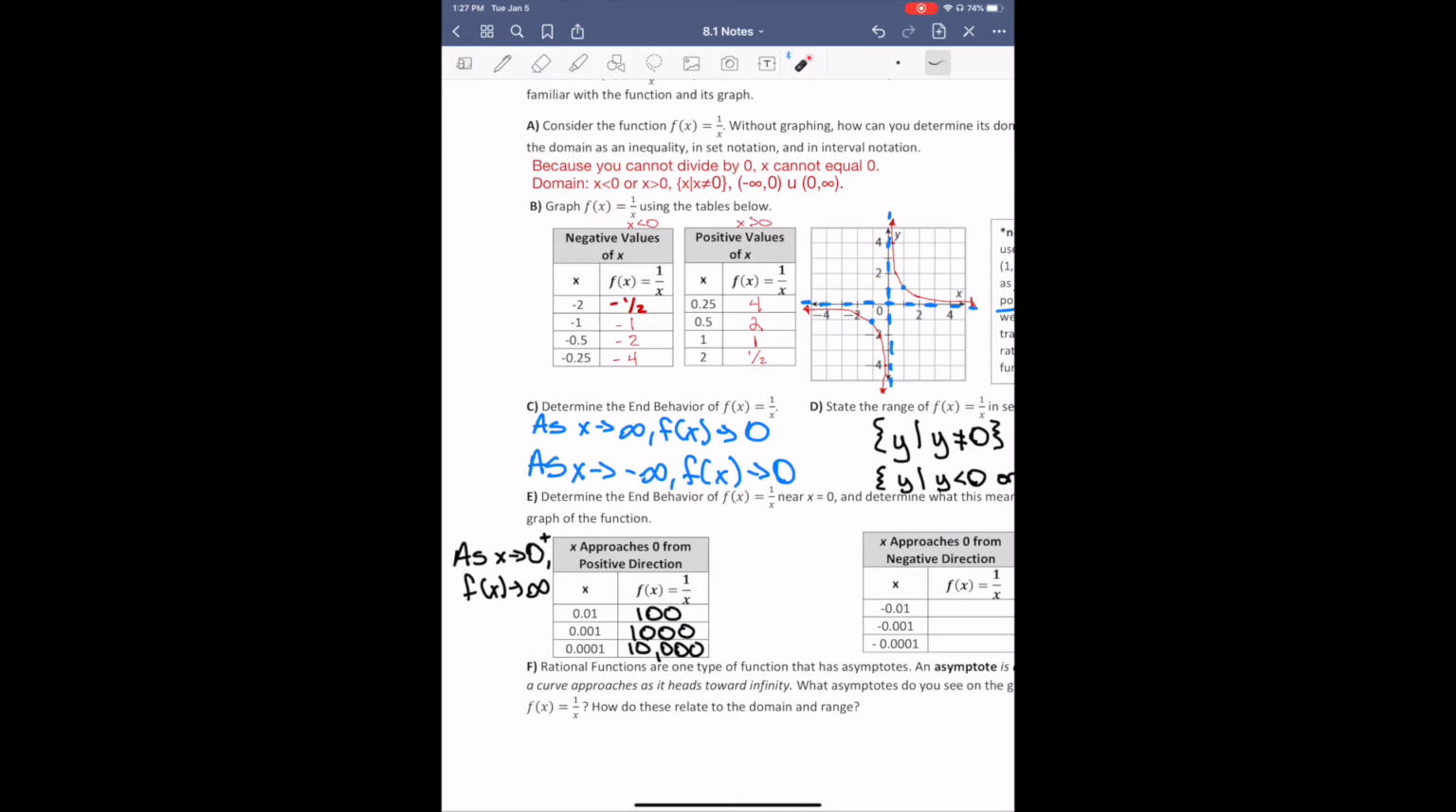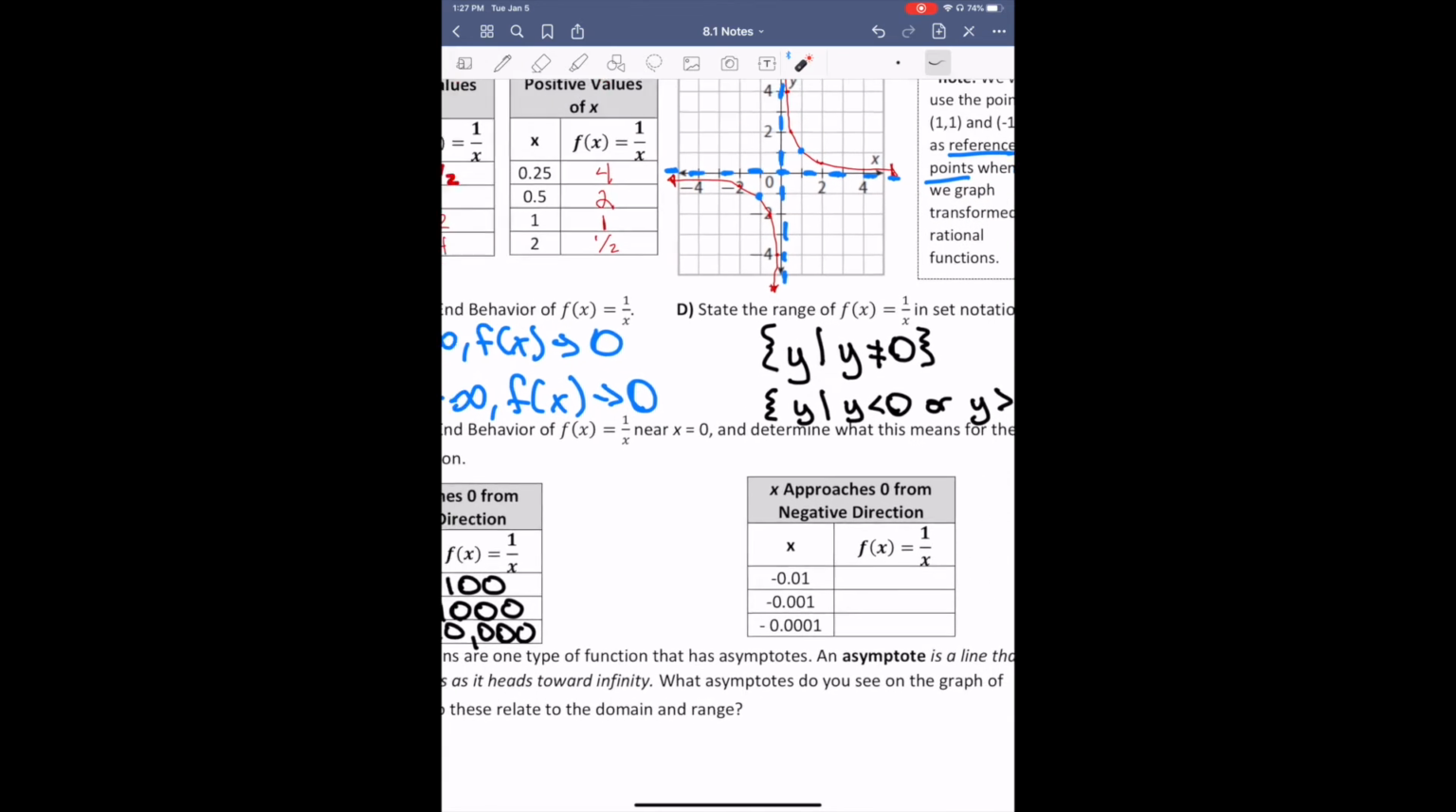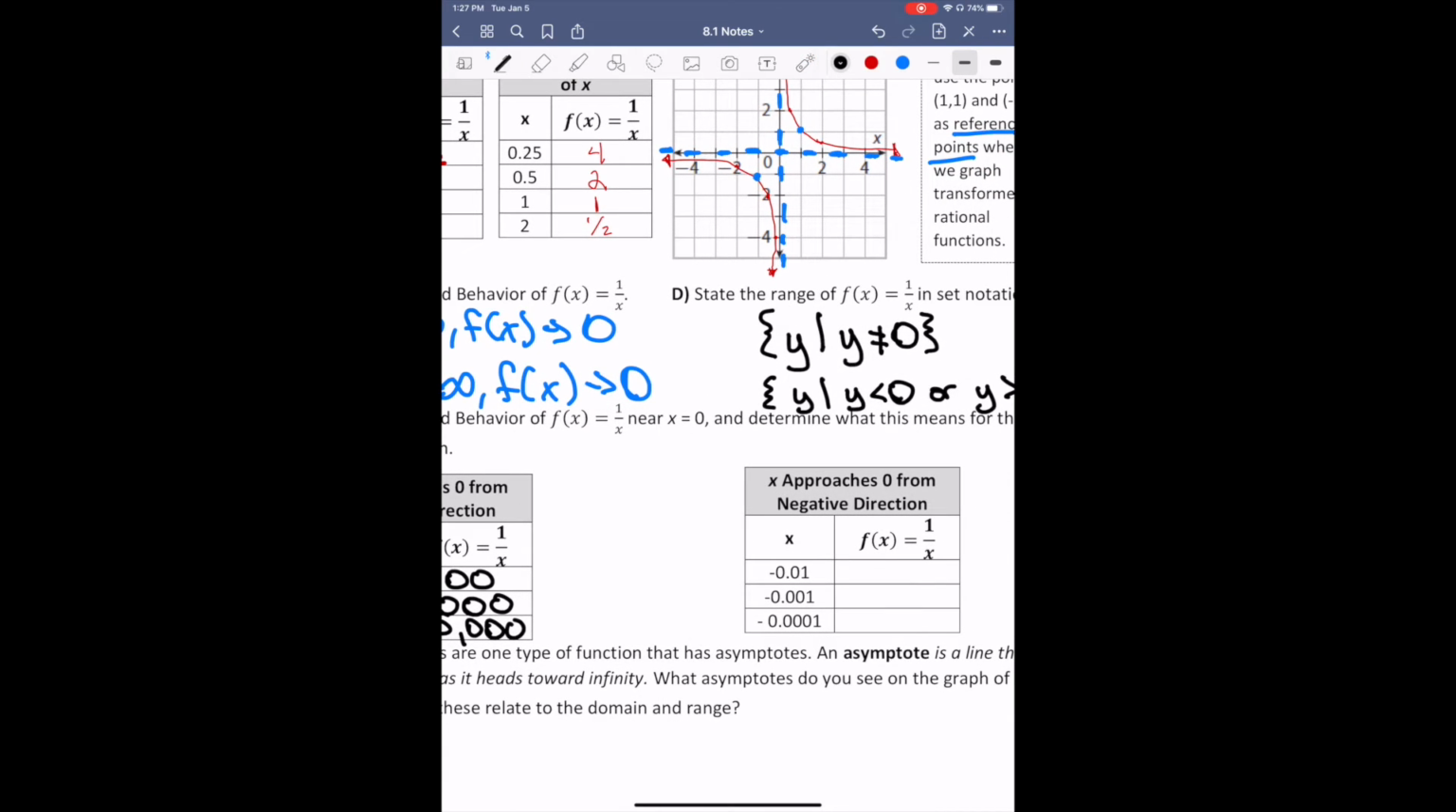If we do the same on the opposite end, as x approaches 0 from the negative end, so coming in from left to right, okay, let's take a look at this one. As x approaches 0 from the negative end, what are your f of x values doing? How are your y values behaving? Now, you can easily see from the graph that our y values are approaching negative infinity, right? Because they're getting smaller and smaller.